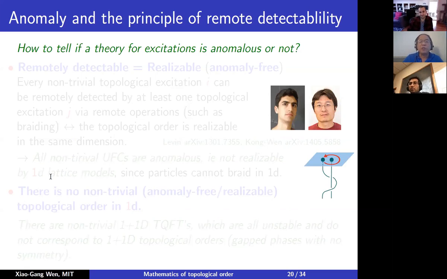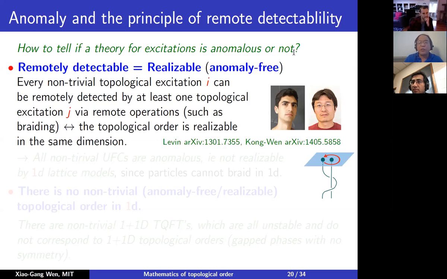Then there's an issue: suppose you are given a category theory which describes a consistent fusion and braiding of excitations. It's possible this category theory is not realizable; it's anomalous. So how do you tell whether a certain theory for excitations is anomalous or not? One way to tell is that there's a principle of remote detectability. If every non-trivial particle can be remotely detected by some other particle, then we say this is anomaly free.